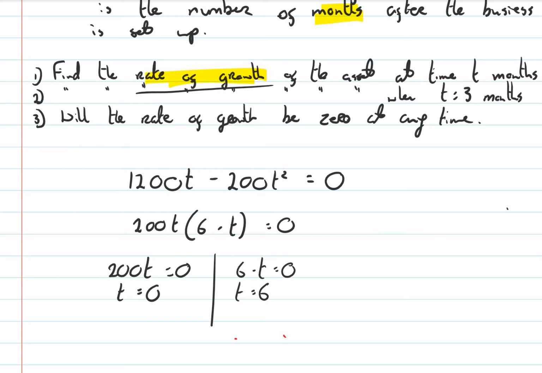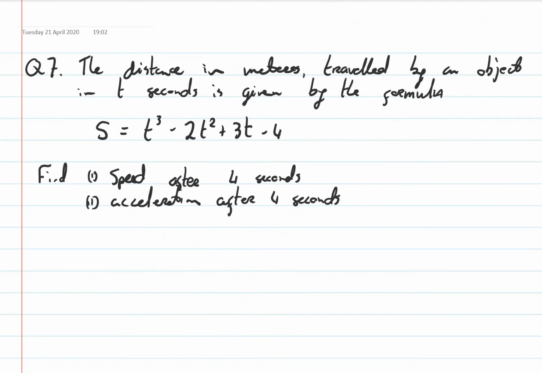So, will the rate of growth be 0 at any time? Yes, when t is 0 and when t is 6. If I put 0 in or 6 in for t here and here, I get back out 0. Alright, so that's that question done. Right, question 7. The distance in meters travelled by an object in t seconds is given by this formula.